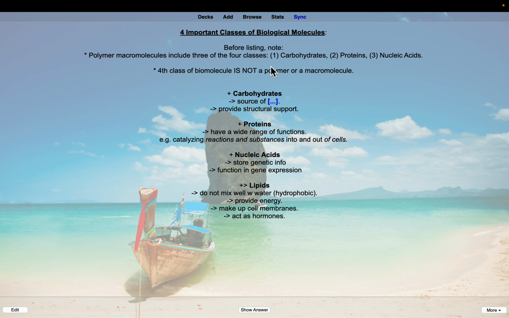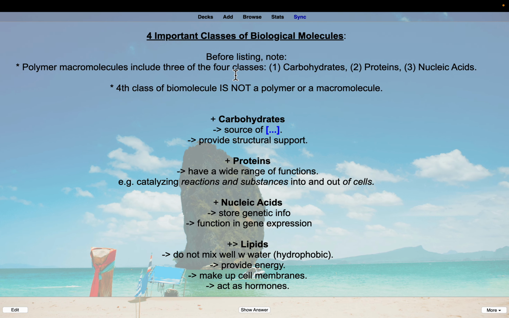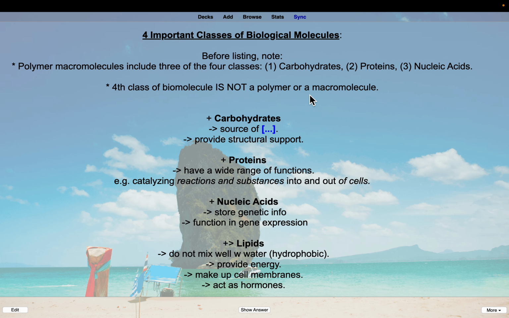Okay, what are the four important classes of biological molecules? Before listing, we have to note that polymer macromolecules include three of the four classes: carbohydrates, proteins, and nucleic acids. The fourth class of biomolecule is not a polymer or a macromolecule. I believe this refers to lipids. But polymer macromolecules, we only have carbs, proteins, and nucleic acids. Lipids, again, are not part.